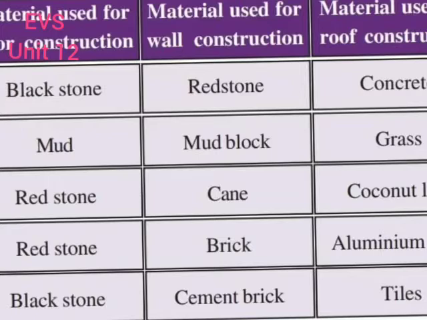And when they went to Nasiba's house, the floor was made up of red stone, the wall of brick and the roof of aluminium sheet. And when they went to Anish's house, the floor was made up of black stone, the wall of cement brick and the roof was made up of tiles. So these are the things they noticed in different kinds of houses.